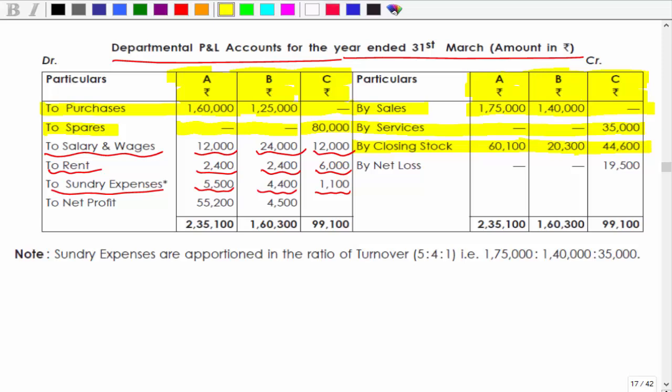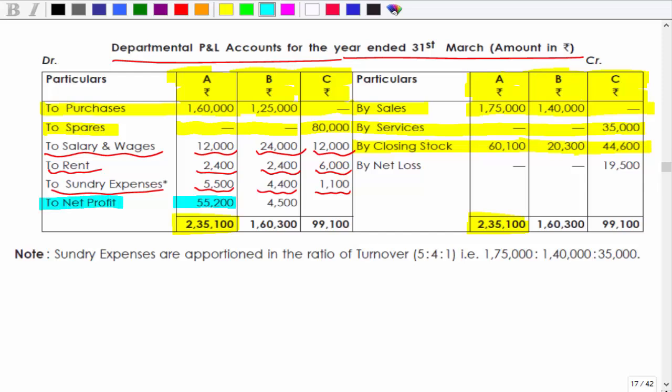We'll see on which side we have the higher total. As far as Department A is concerned, on the credit side we have the higher total, 2,35,000. On the debit side we have a lesser total, so it is throwing a difference, but let's write the total on both sides. Now there is a difference on the debit side. That difference works out to 55,200, and that is nothing but the net profit of Department A.